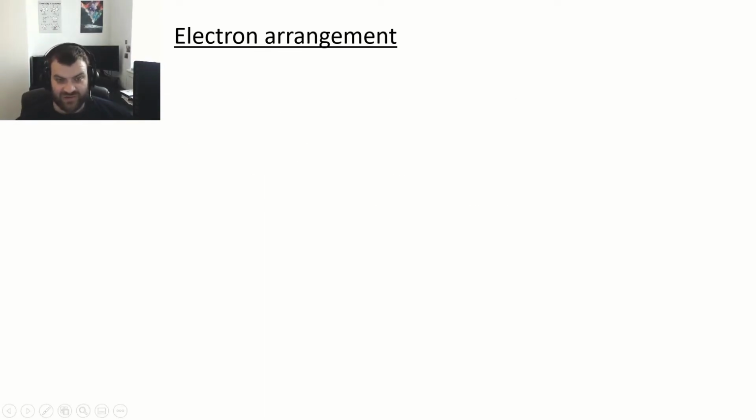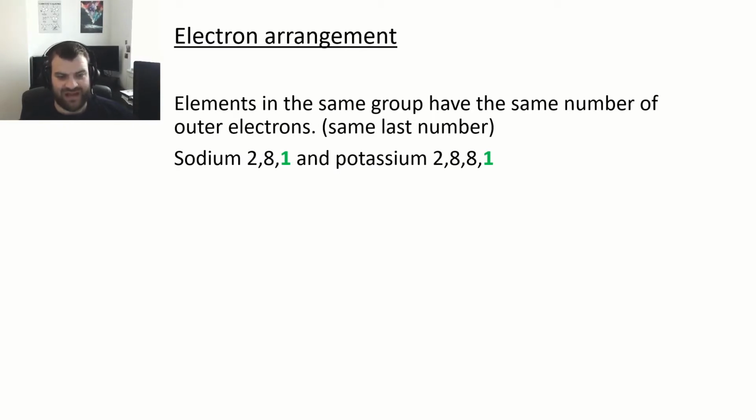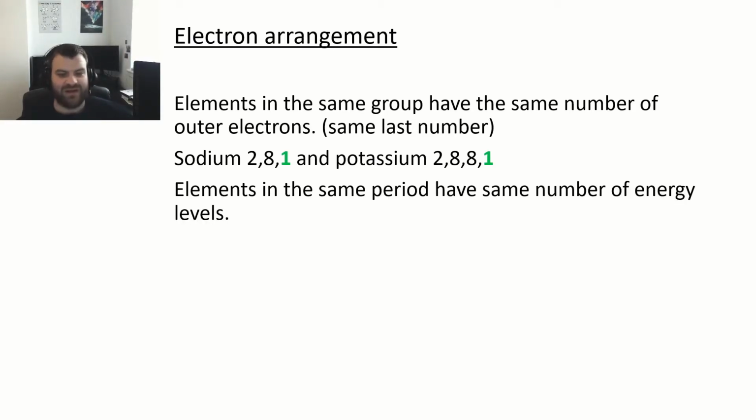Another thing that's useful about the electron arrangements is that elements in the same group have the same number of outer electrons. So in their arrangement, they'll have the same last number. If we look at two members of the alkali metals, sodium and potassium, we can see that they both end in 1. And those are in group 1.